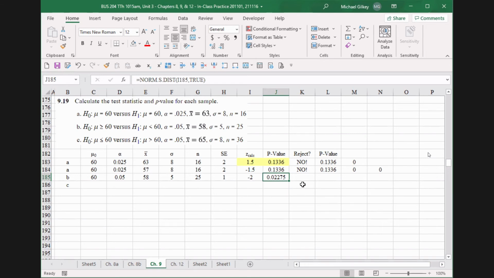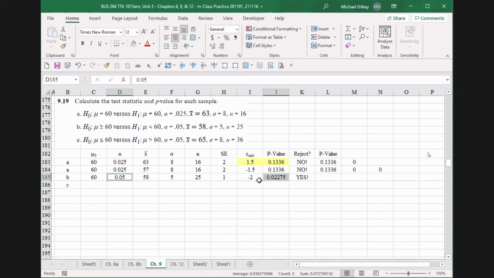So do we reject or not? Yes. Why? Because it's less than alpha. That's right. This number is smaller than that number. Therefore, we reject. Does that make sense? Yes.